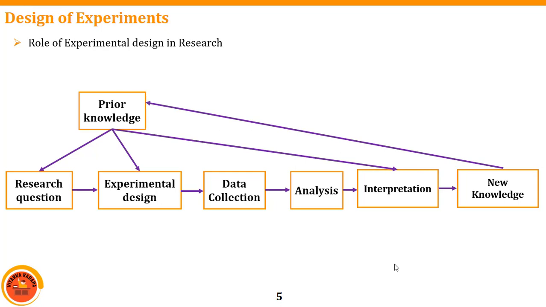Next one is the new knowledge. So after interpretation, you will get some new knowledge. That new knowledge is always connected to your prior knowledge. Prior knowledge means something which is vague. New knowledge means something which we can define very clearly. So this is where the experimental design in research has to be done.